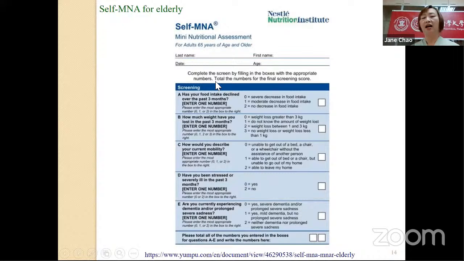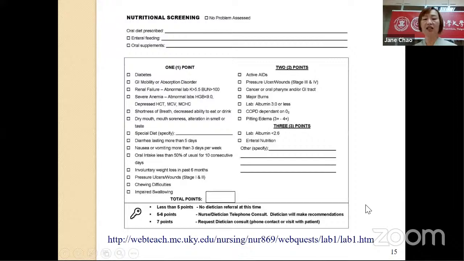And they also simplify the questions. You can see the first page has question A to question E. The questions are easy to answer and easy to score, 0 to 3, so they can feel their scores. After you answer question A to question E, you can add the subtotal here, so you have the scores for A to E. So they simplify the self-MNA form to 5 questions. There's no measurement question, only A to E.